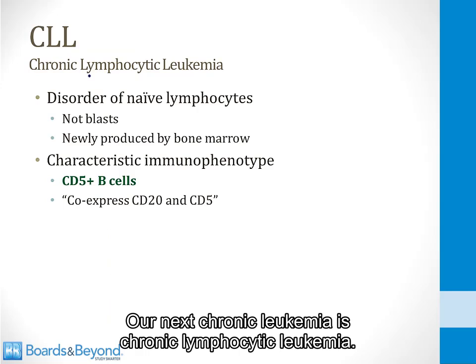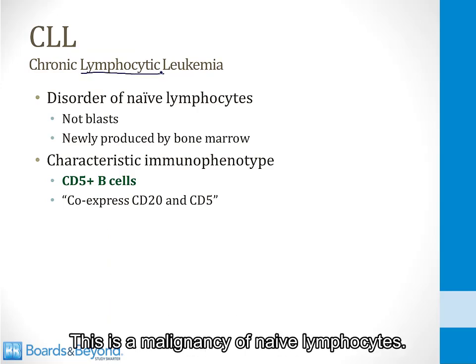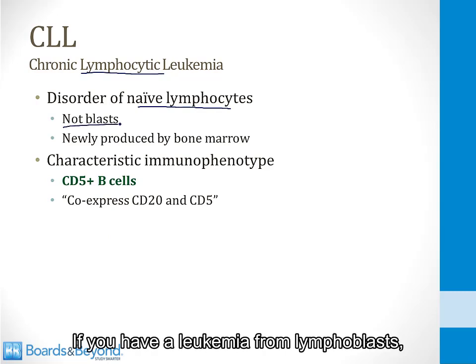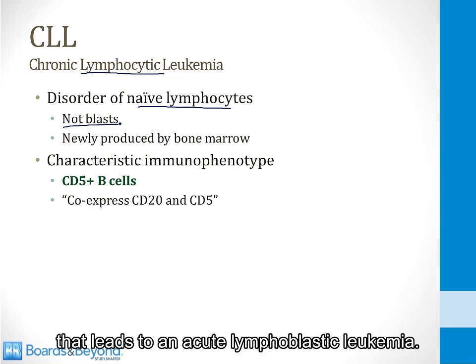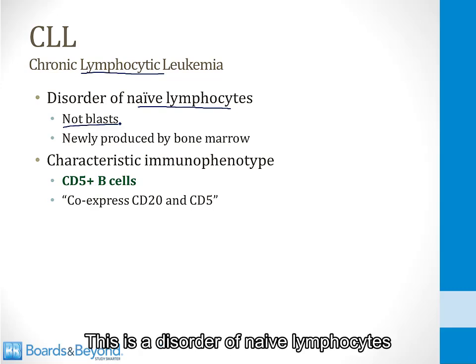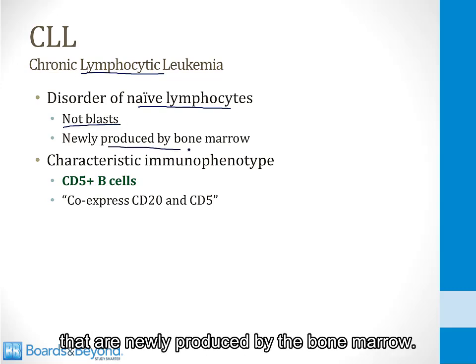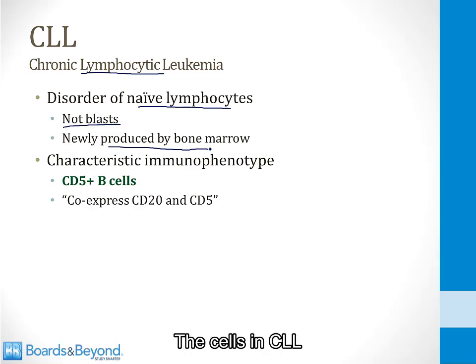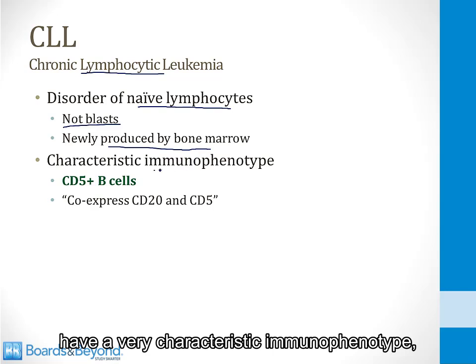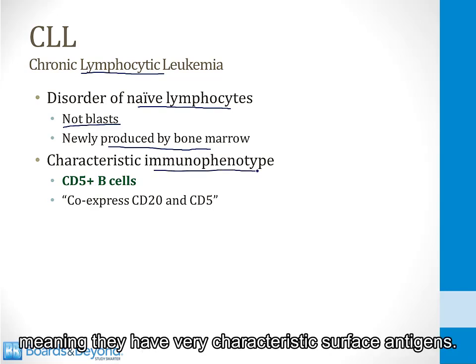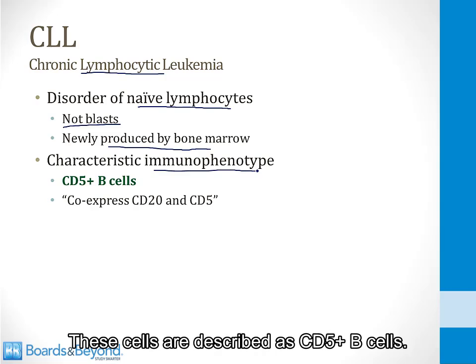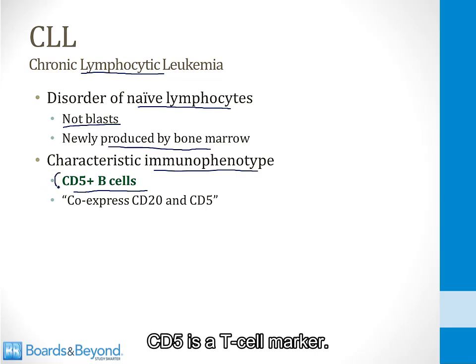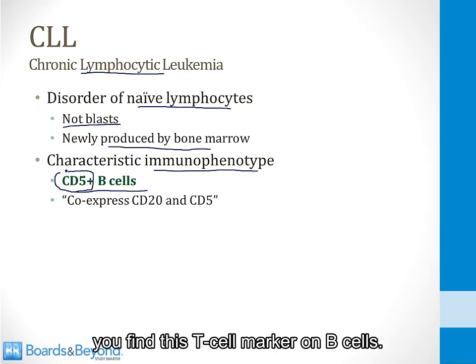Our next chronic leukemia is chronic lymphocytic leukemia. This is a malignancy of naive lymphocytes. They're not lymphoblasts. If you have a leukemia from lymphoblasts, that leads to an acute lymphoblastic leukemia. This is a disorder of naive lymphocytes that are newly produced by the bone marrow. The cells in CLL have a very characteristic immunophenotype, meaning they have very characteristic surface antigens. These cells are described as CD5 positive B cells. This is very unusual. CD5 is a T cell marker, but in the cells of CLL you find this T cell marker on B cells.